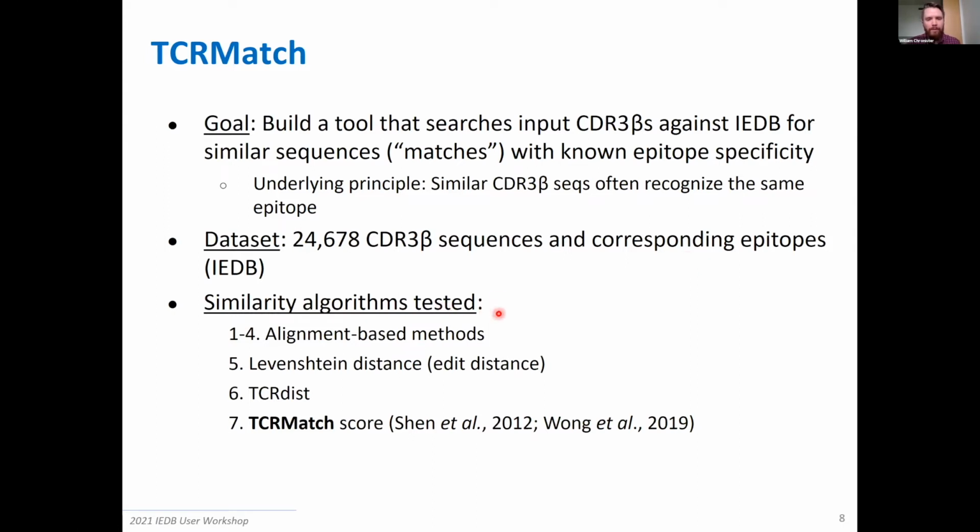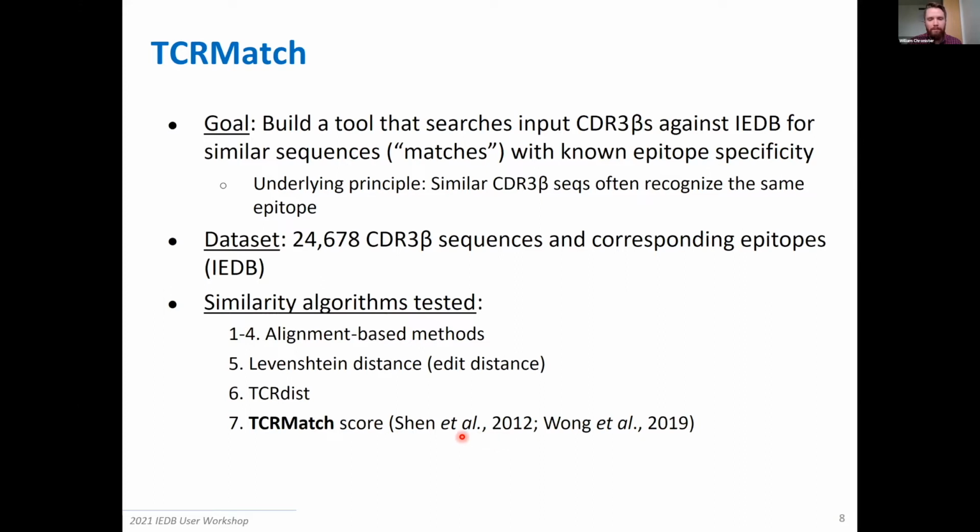And then we tested 7 different similarity algorithms because we had to figure out, well, if you have 2 CDR3 beta sequences, what's the best way to determine which ones are similar to each other? And there's different ways you can imagine approaching that. So we had 4 alignment-based methods. We tested Levenshtein distance, which is the number of edits you need to make to transform one sequence into the other. We tested TCRdist, which is another distance-like metric. And then we tested TCRMatch, the algorithm that came to be known as the TCRMatch score.